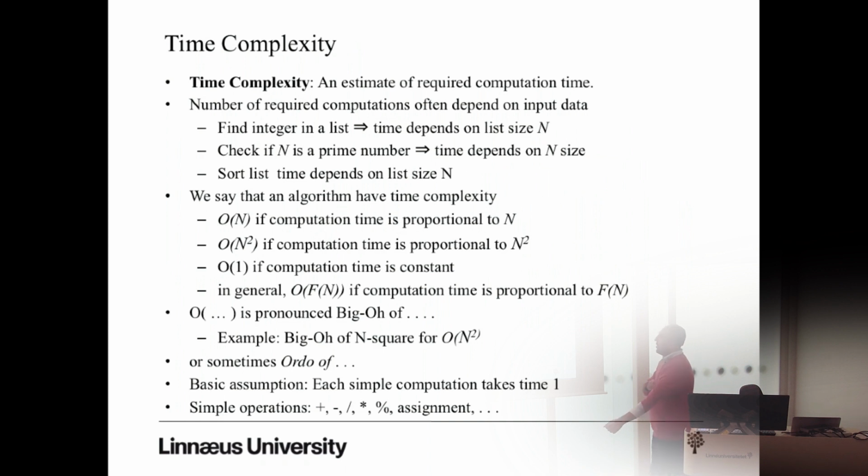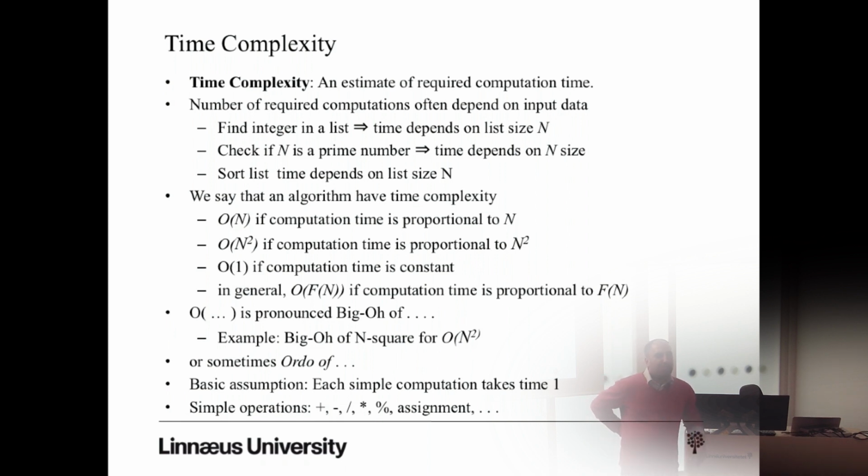And here are some general guidelines and some notations. For example, when we are finding an integer in a list, and you want to find out how much time an algorithm will take, on which factor does the time depend? Obviously, it will depend on the size of the list. If it's a smaller list, it may solve it in less time, but if the list is larger, then it could take more time.